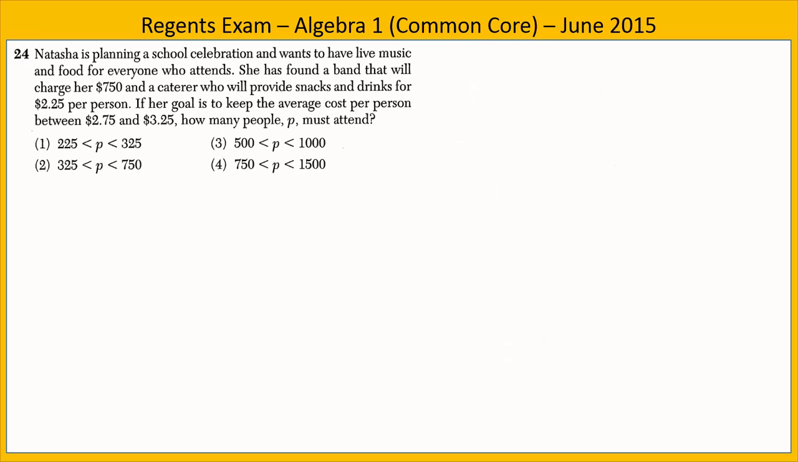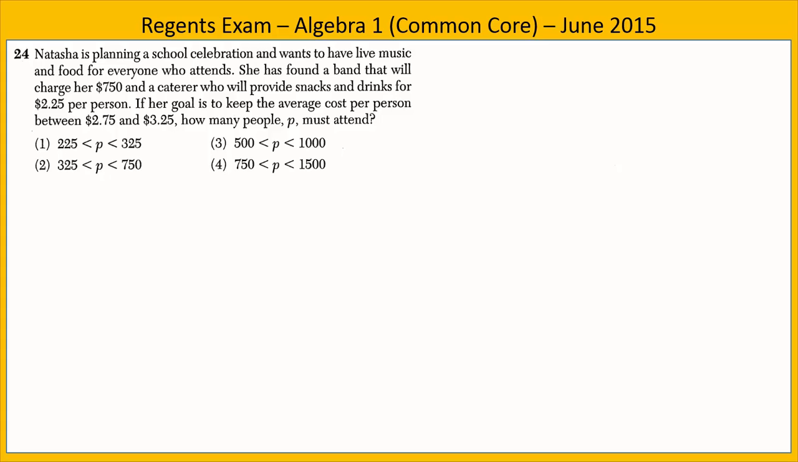In exercise 24, Natasha is planning a school celebration. She wants to have live music and food for everyone who attends. She found that a band will charge her $750, and a caterer who will provide snacks and drinks will charge $2.25 per person. She wants to keep the average cost per person between $2.75 and $3.25. How many people must attend for this goal to be met?